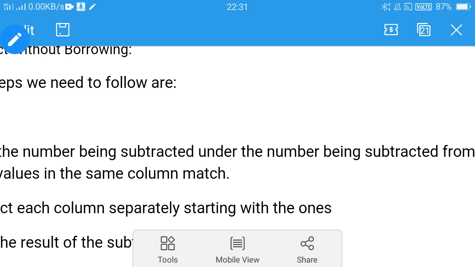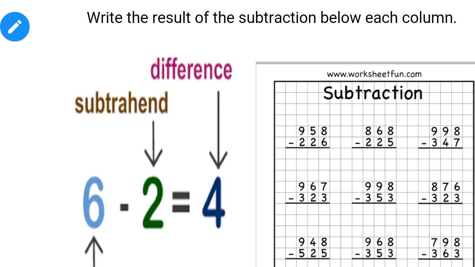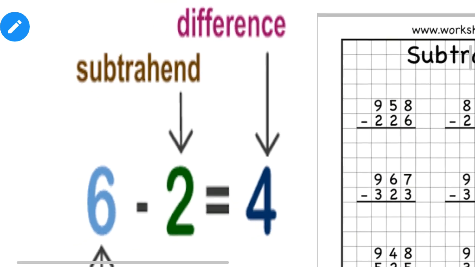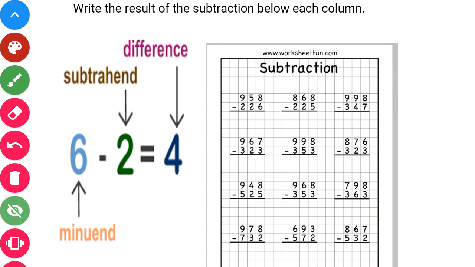So, let us start subtraction with very easy numbers. But before starting subtraction, let us go through some of the terms related to subtraction. Okay, let us start. So, subtraction, we denote subtraction with this sign.